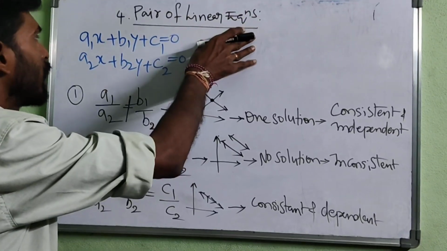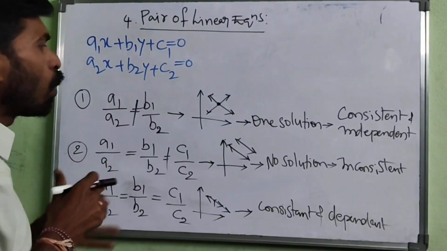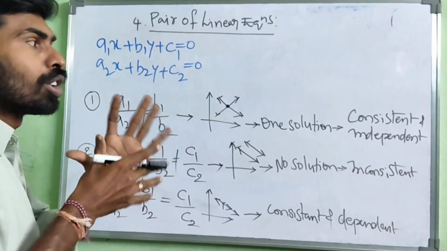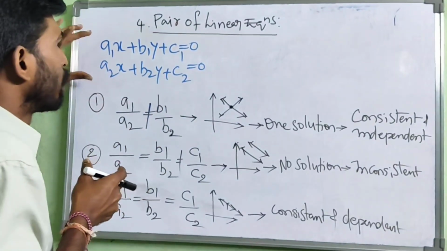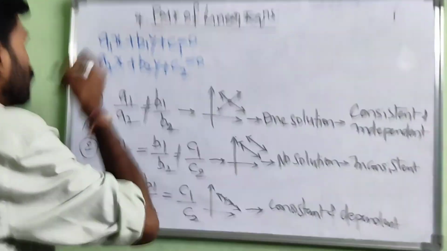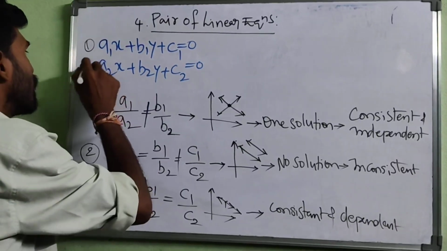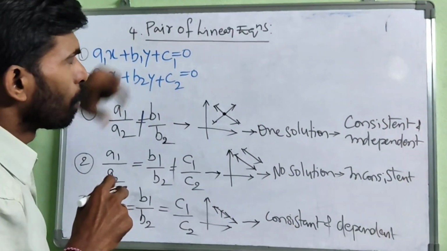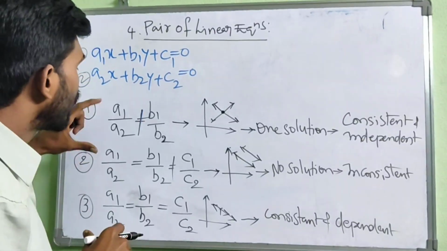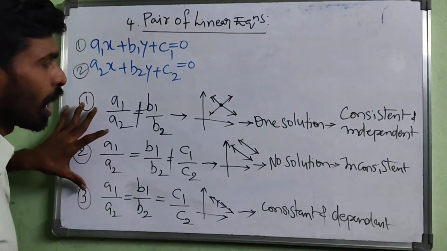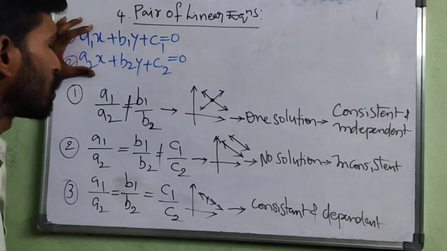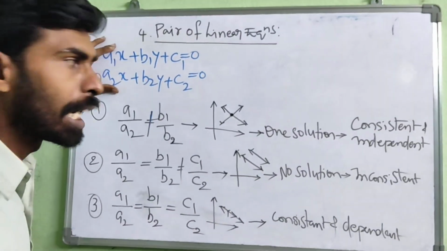For a pair of linear equations, how can we find out, without drawing the graph, what the relation between these two linear equations is? By finding these values we can find out the relation between these two without drawing any graph.